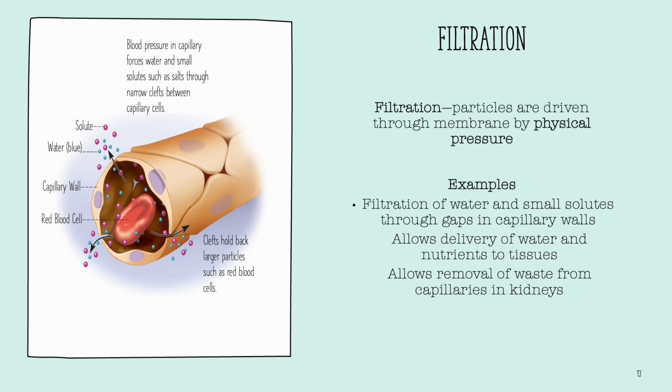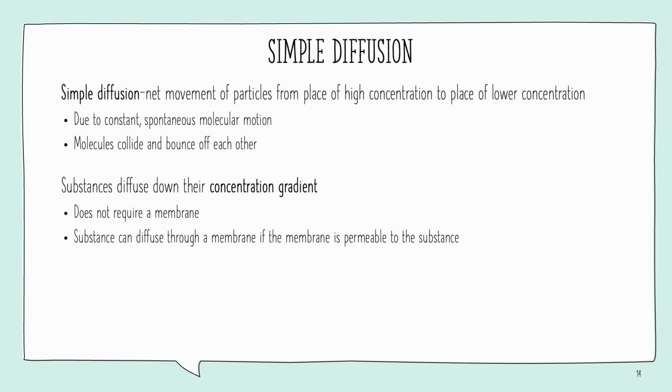Okay? Simple diffusion. Simple diffusion is the movement of particles from a high concentration to a low concentration. This is due to the constant spontaneous molecular motion. The molecules are busy bouncing off one another and they hit one another. A simple diffusion would be if you have a cup of water and you put sugar in it, it would eventually diffuse within itself. It would evenly distribute itself.